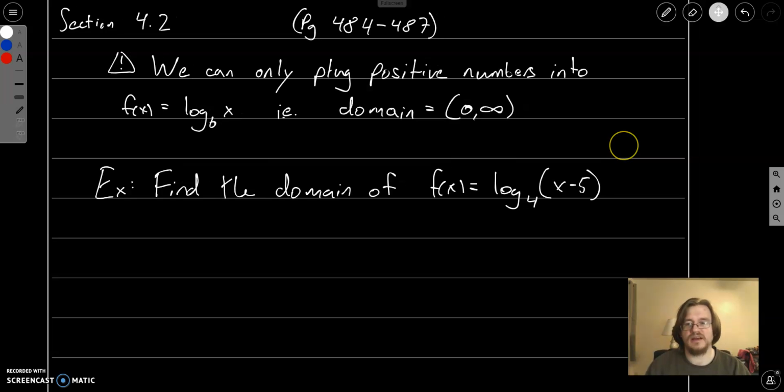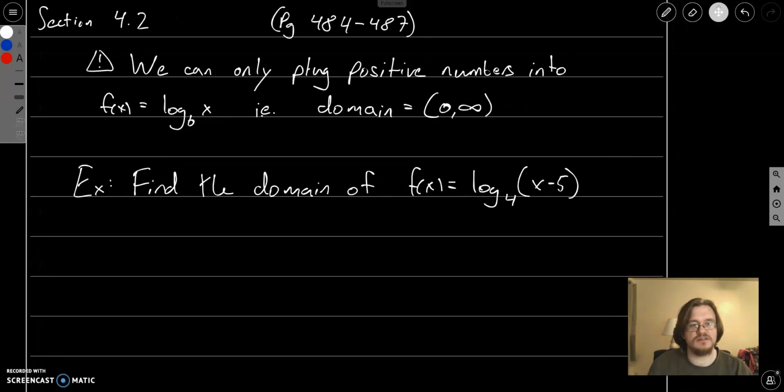Hello and welcome back. Let's continue looking at logarithms, and we'll start by finding the domain of a logarithm function. What we have to remember is that we can only plug positive numbers into a logarithm, so the domain of the basic logarithm function is going to be the numbers from 0 to infinity.